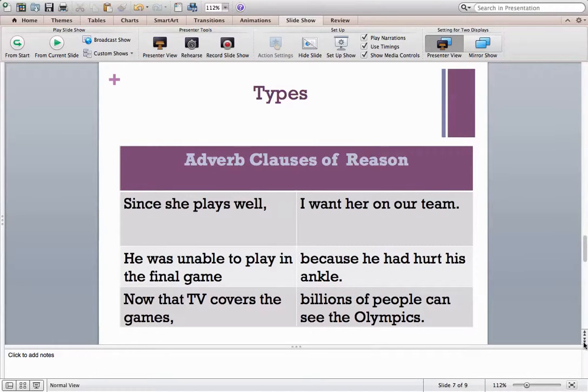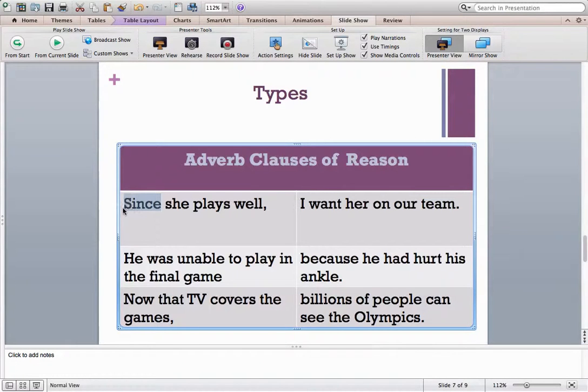Here are adverb clauses of reason. Since she plays well, I want her on our team. You can also say, I want her on our team since she plays well, with no comma. In this sentence, since means because.